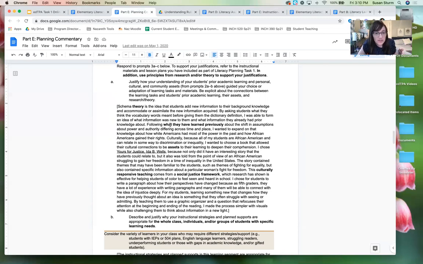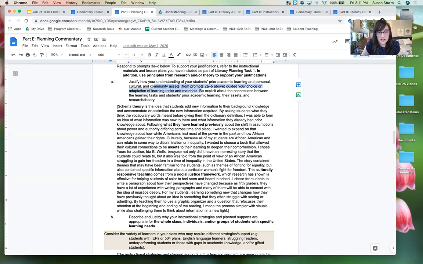Following what they've learned previously, so there's that prior knowledge piece that's asked for right here, about the shift in assumptions about power and authority differing across place and time, I wanted to expand on that knowledge about how white Americans had most of the power in the past and how African Americans gained their rights. Culturally, because my students are African Americans and they can relate in some way to discrimination or inequality, I wanted to choose a book that allowed their cultural connections to be assets to their learning. So there's that connection to their assets, a good connection, by the way.